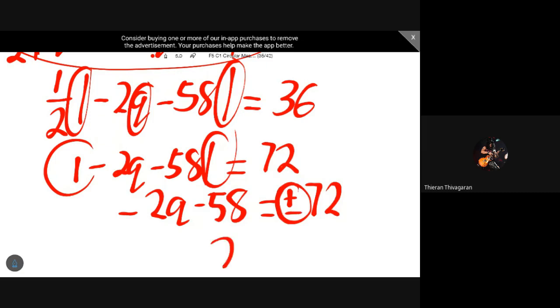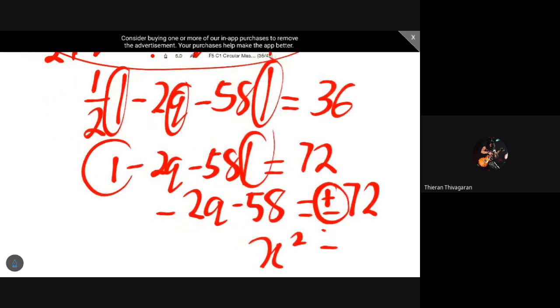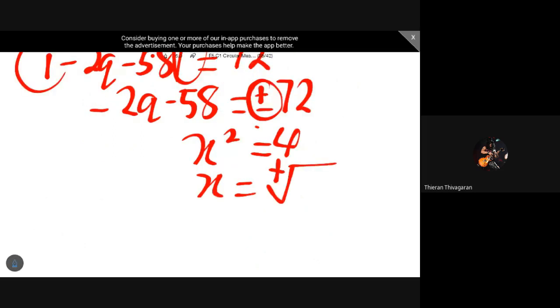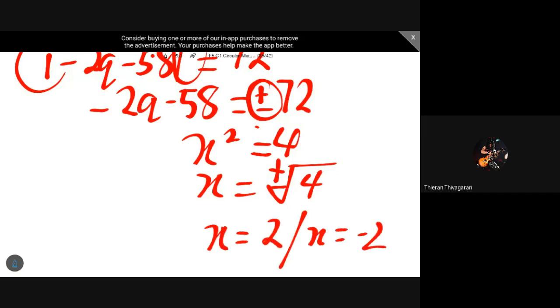Konsep dia sama macam ni. X square sama dengan 4. Berapa possibility nilai X kamu ada guys? Kalau X square sama dengan 4. Yes, 2 possibility. So what you do is, macam mana kamu selesaikan yang ni? Square root, positive, negative. So this is how positive, negative come. 2 or negative 2. This is the concept over here. Okay, must be positive, negative when you take out modulus.